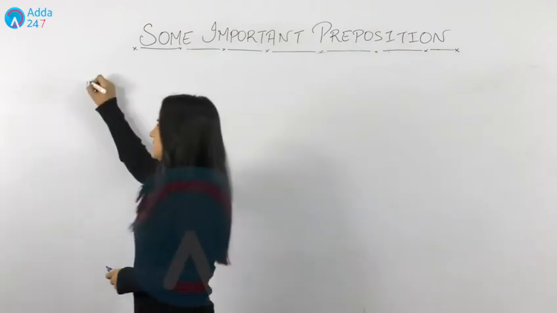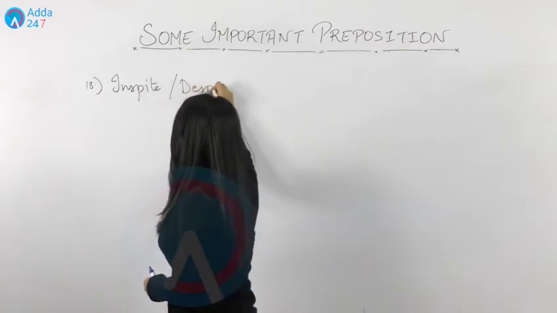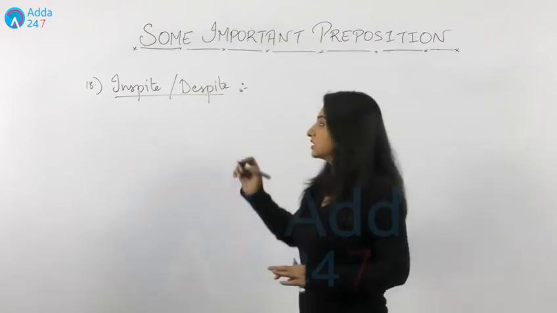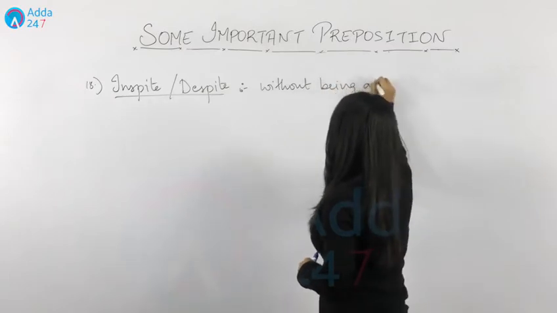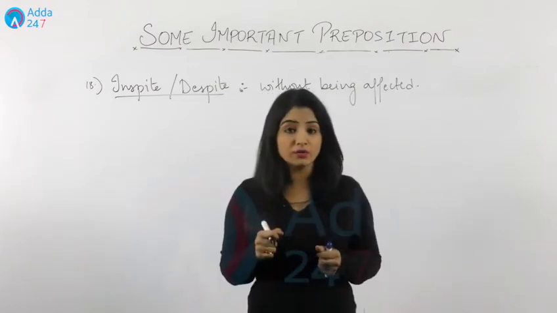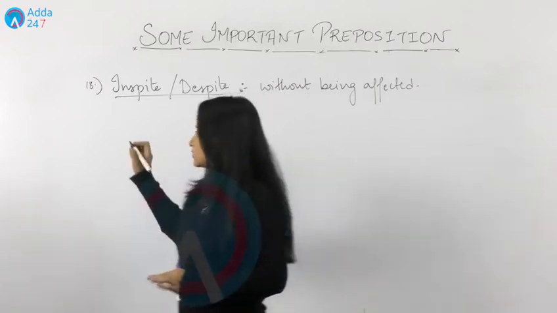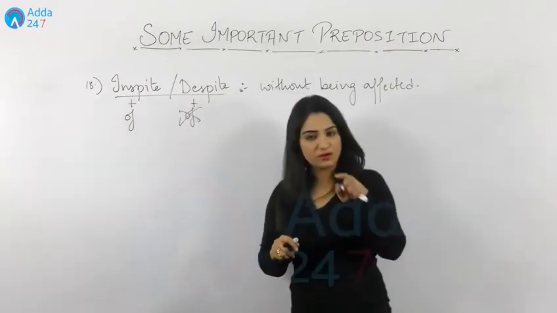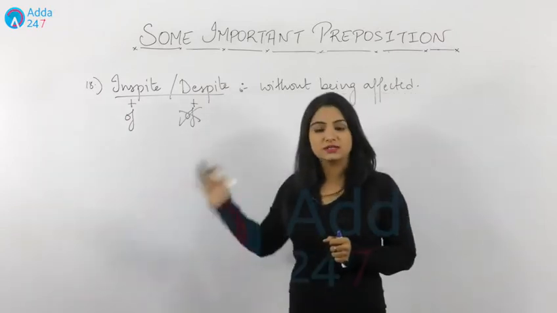Now next is, what is the difference between in spite and despite? Now see, both mean the same. The meaning of in spite and despite is without being affected. Now if you are not affected by something and you want to write it in a sentence, you can either use in spite or despite. Now what's the difference? There's one difference, that you will use of with in spite but not with despite.